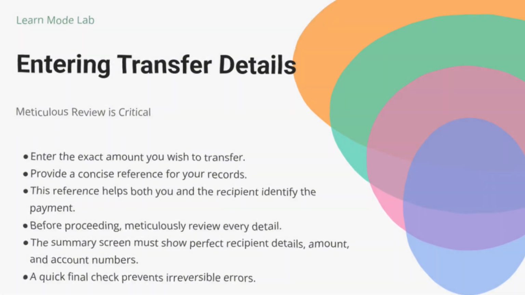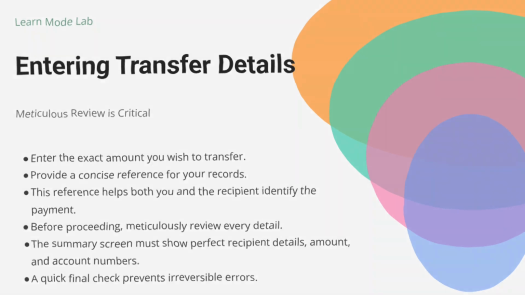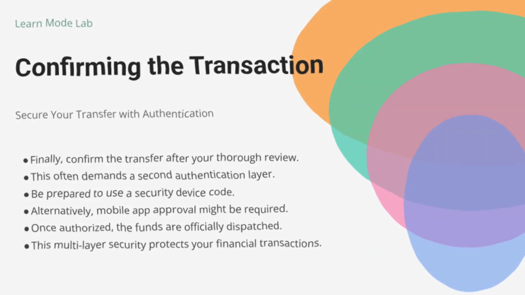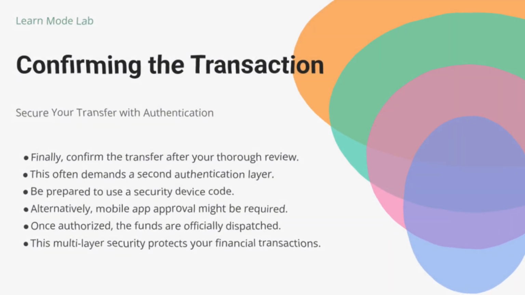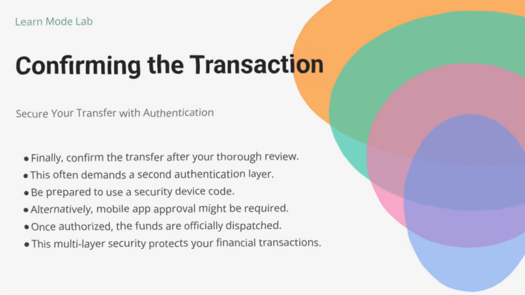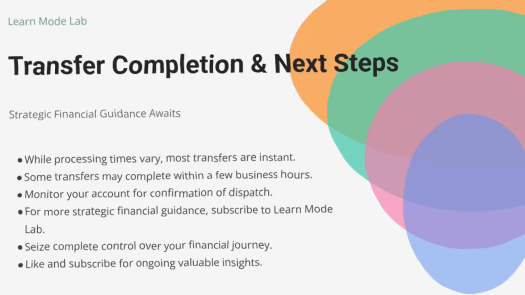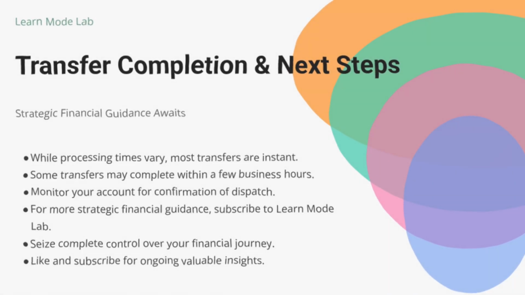Before proceeding, meticulously review every detail on the summary screen. Recipient, amount, account numbers must be perfect. Finally, confirm the transfer. This often demands a second authentication layer, such as a security device code or mobile app approval. Once authorized, the funds are dispatched. While processing times vary, most transfers are instant or complete within a few business hours.